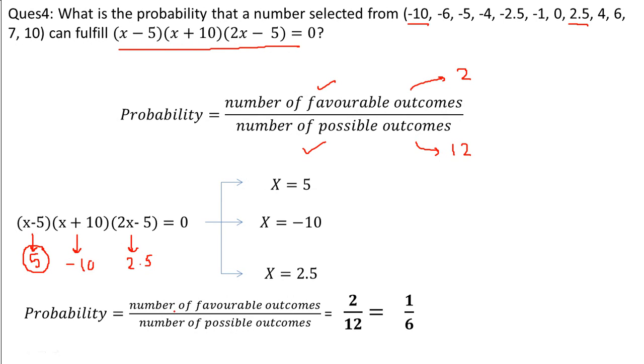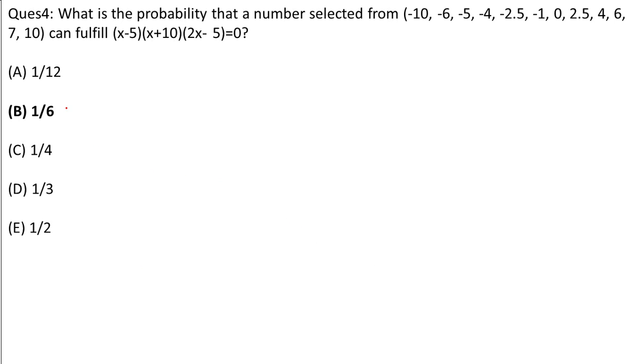Therefore, probability is equal to number of favorable outcomes upon number of possible outcomes. Favorable outcomes accounts for 2 and total outcomes for 12. So the probability is 2 by 12 or 1 by 6. So the answer to the question is B, that is 1 by 6.